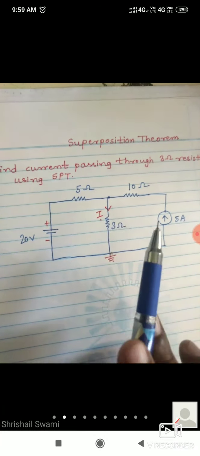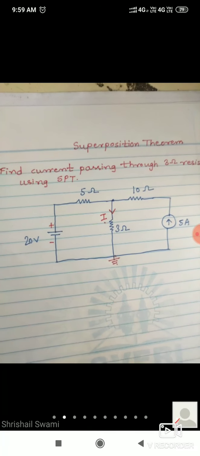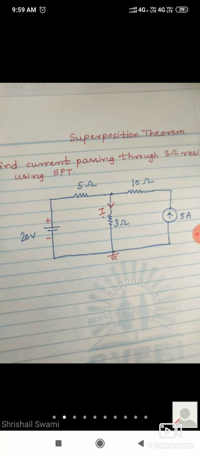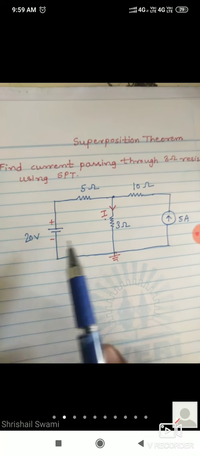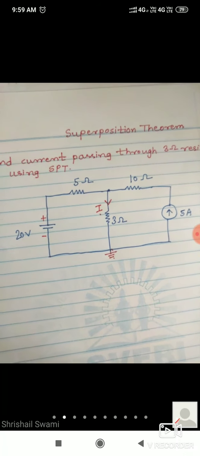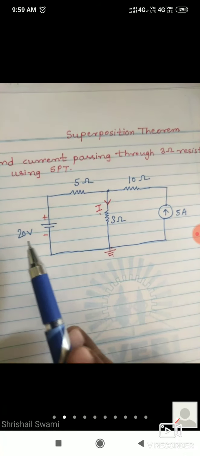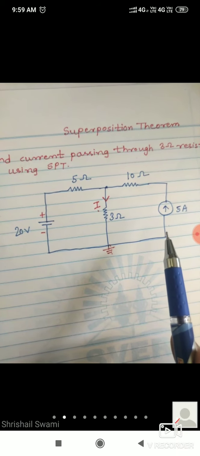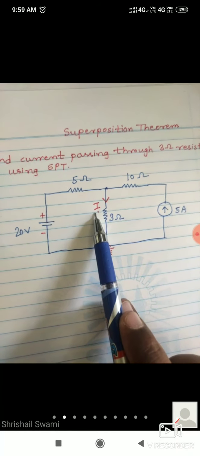Okay, minimum two are needed. Are there dependent sources? No. Even if there is a dependent source, it makes no difference. We do not count dependent sources, we are going to count only independent sources. There are two independent sources, so how many responses will come? Two. Two responses we will get. One is due to 20 volt and second one is due to 5 ampere. Finally you have to add those two responses, you will get the answer of I. So in this way you have to apply the superposition theorem.